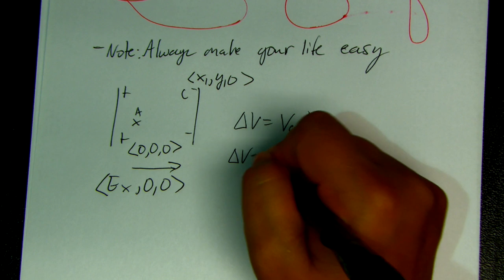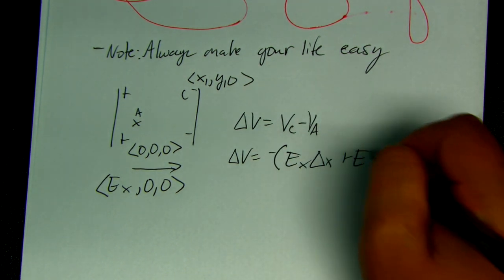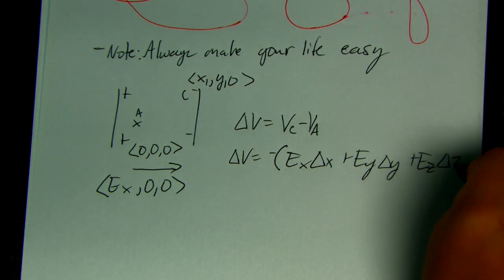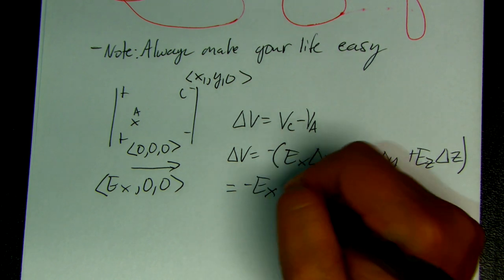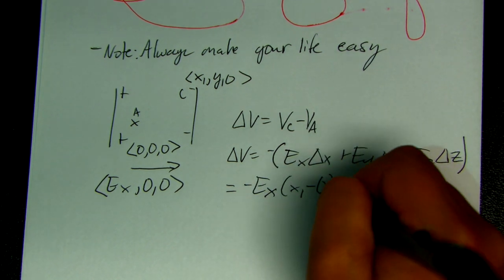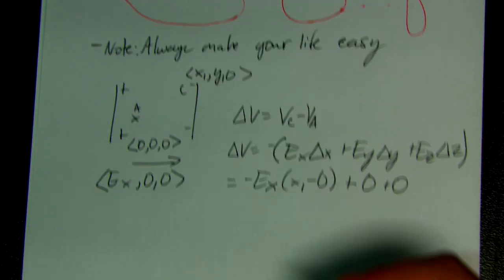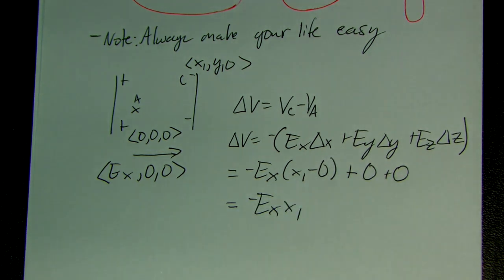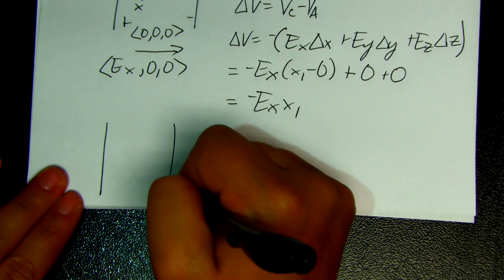So delta V is equal to minus E sub x delta x plus E sub y delta y plus E sub z delta z. This is equal to minus E sub x, x1 minus 0 plus 0 plus 0. Okay, so we get that our potential difference is minus E sub x, x1. Easy.